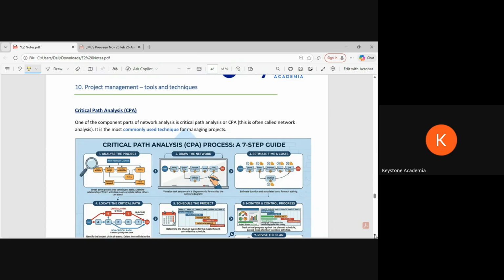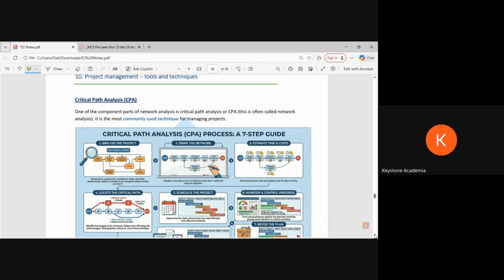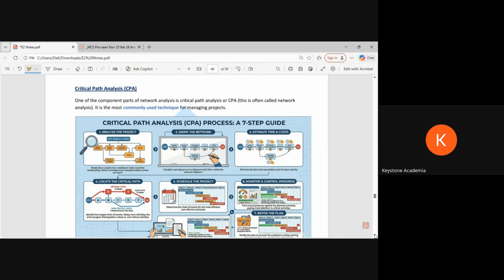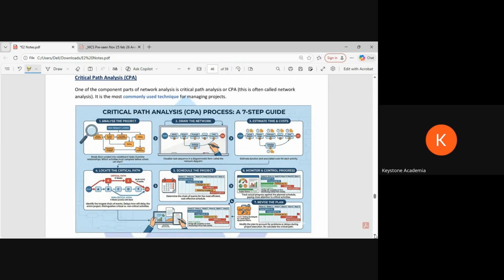Then just the extension of that, what tools and techniques we can use. You need to know these software, not necessarily for the case study. This is usually asked in the individual E2, but we can just go through it. Critical path analysis process, a 7-step guide. So this is one of the steps you can use, or you can say we can use a specific software for managing the project. Honestly, in our Ressett case, our project is not very complex.